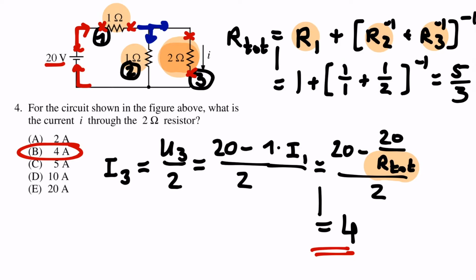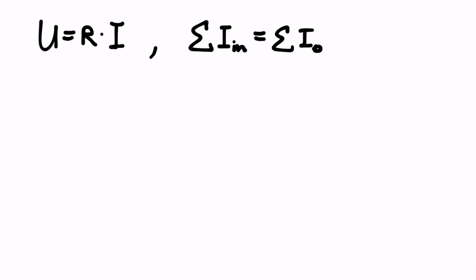The important equations for this problem are Ohm's law, which connects voltage, resistance and current at every resistor, and Kirchhoff's laws that tell us that at every node the sum of incoming and outgoing currents is equal, and in every loop the voltages, measured in the same direction, add up to zero.